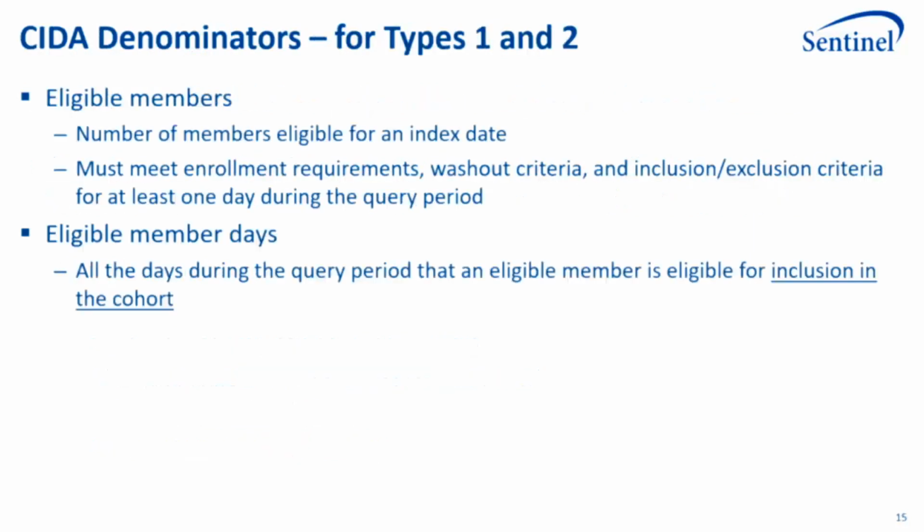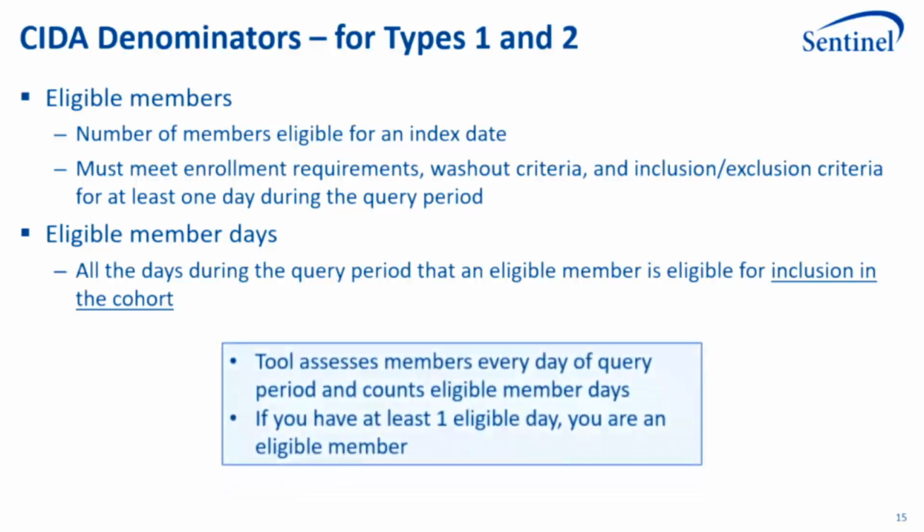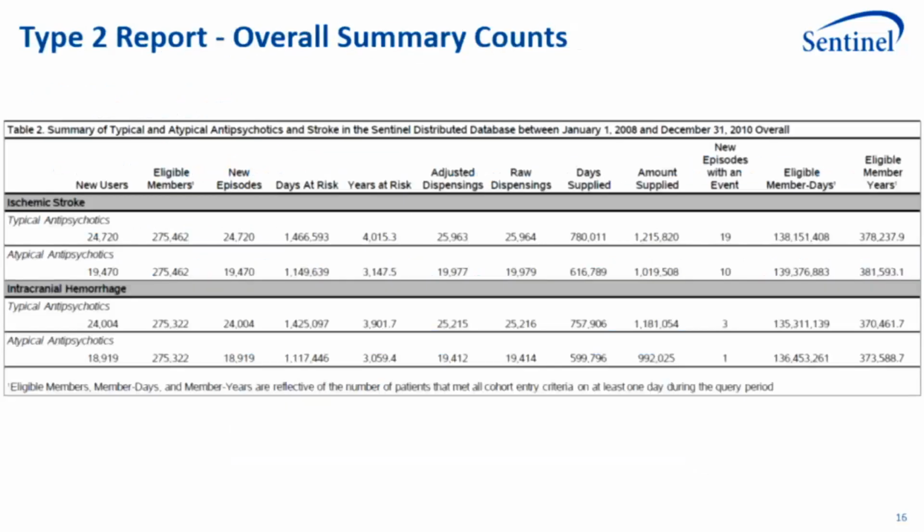So the point here is that your eligible members represent your denominator. They met all the inclusion criteria for the cohort, and you contribute if you meet all those criteria for at least one day. So now moving down the column, I'll talk about the next set of output, which is your days at risk and years at risk. This is really the time that someone is at risk for the outcome.